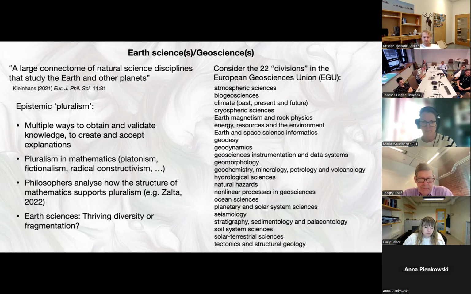Now, in the earth sciences, if you look at all this diversity and all the different ways of doing what we put in that category, in some ways, okay, there's a thriving diversity of different ways of doing things, but there's also knowledge fragmentation. It's kind of good and bad in a way.